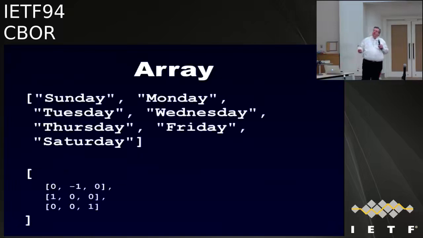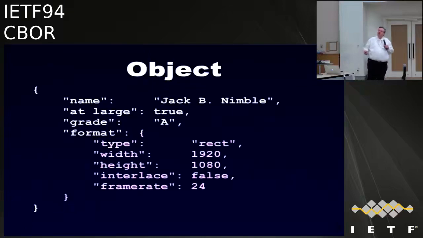So an array in JSON might look like this. Of course, you can have nested arrays, and so on. And a table or called object in JSON might look like this. Who's familiar with JSON in this room?